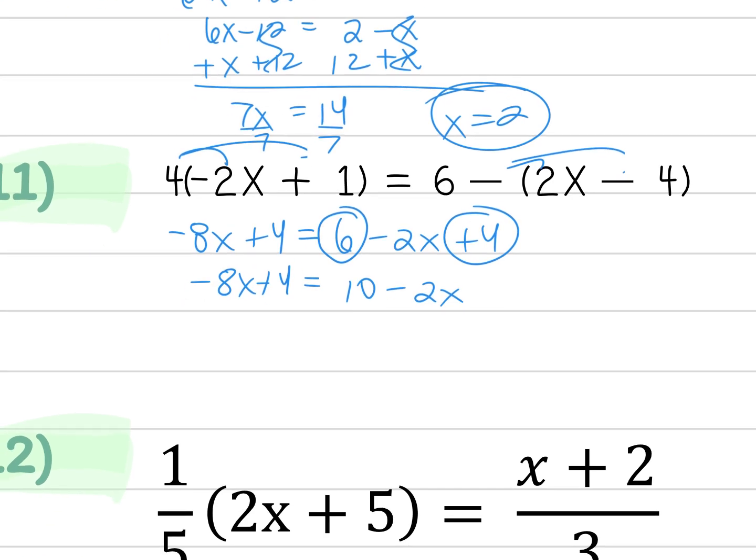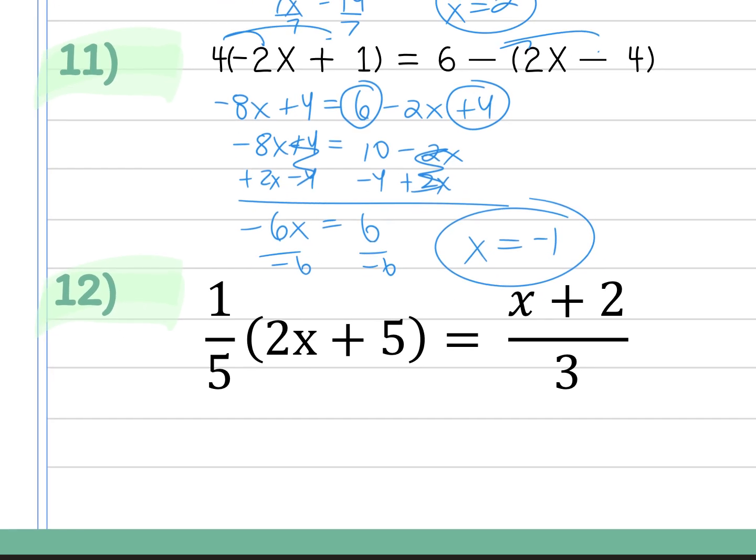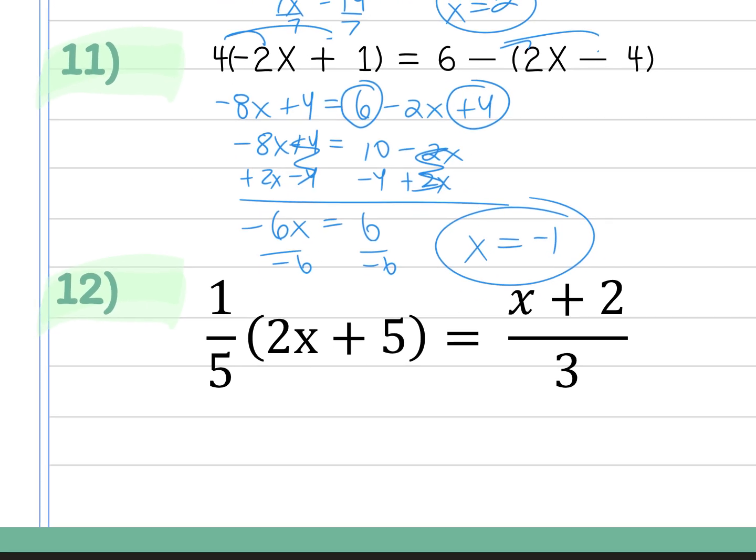So now we're going to move variables to one side, numbers to the other. I'm going to add 2x and subtract 4. So negative 8 plus 2x is 6x. My 4's will cancel. What's 10 minus 4? Yes, sorry. What's 10 minus 4? 6. And then now what do? Divide by negative 6. And I get x equals negative 1. Okay? All right, guys, those are fairly simple equations.